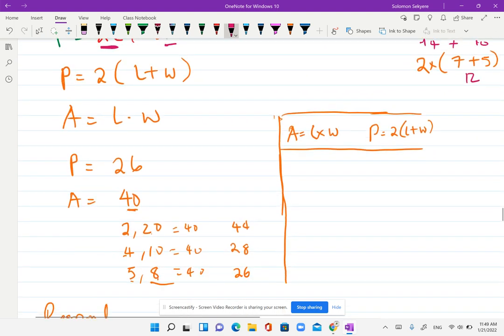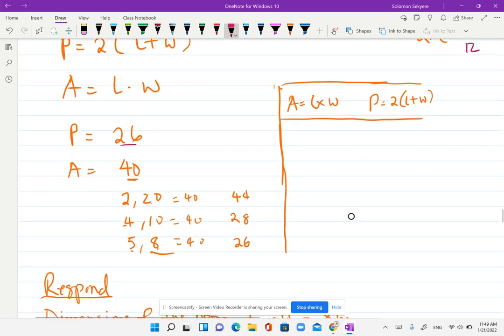Okay, here. What have we been told? Perimeter is 26. The area is 40. How do I figure out the dimensions? The area is 40. Let me work from there. That means I need two numbers that multiply to get me 40, right? Okay. And here are some options. Oh, okay, I forgot about one option. 1 times 40 equals 40. So these are all possible options.